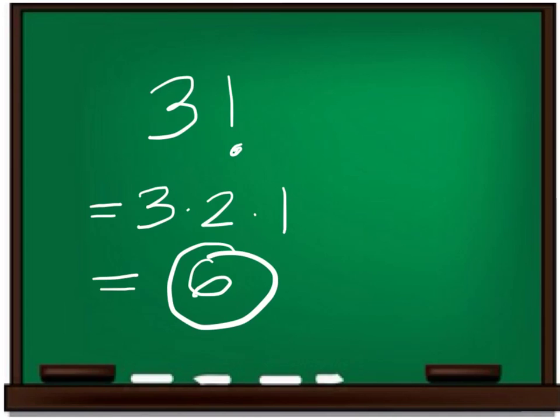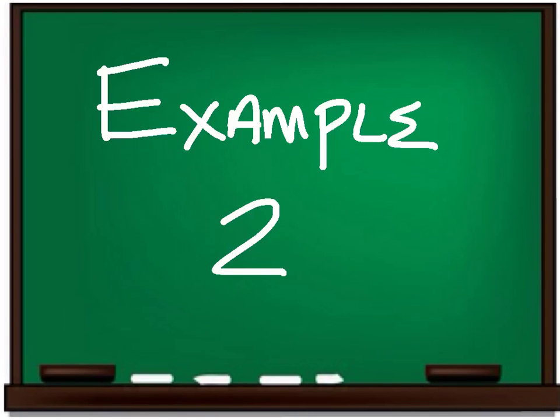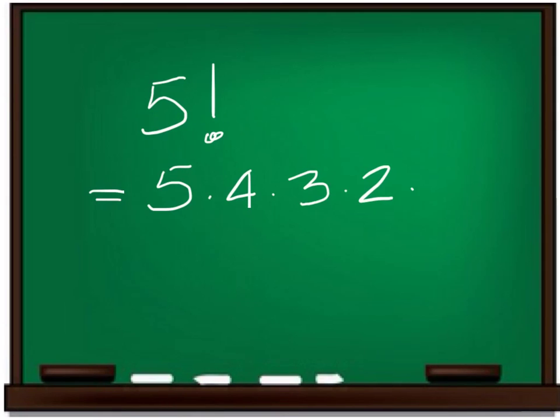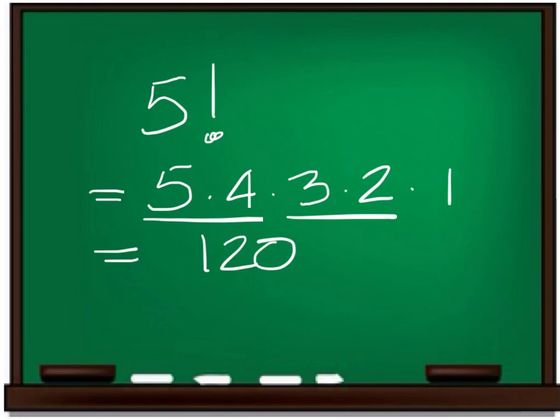So once you know 3 factorial is 6, you can remember that just like you do 5 squared is 25. If I had 5 factorial, that's the same as 5 times 4 times 3 times 2 times 1. 5 times 4 is 20. 3 times 2 is 6. The 1 doesn't really matter. You should come up with 120 for 5 factorial.